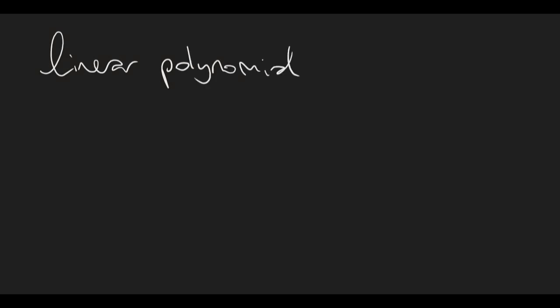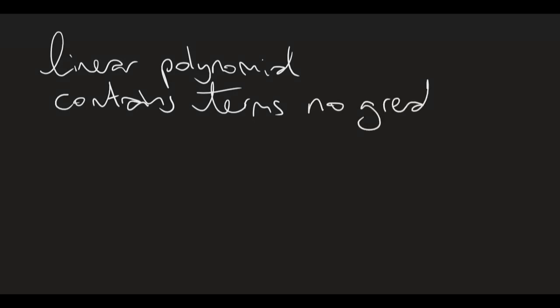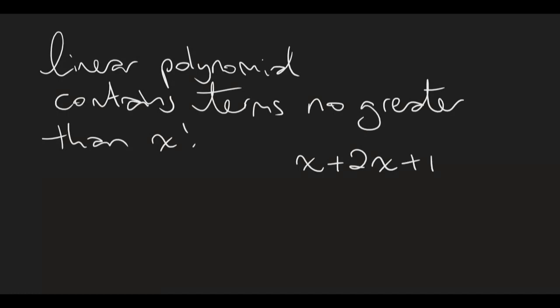So a linear polynomial contains terms no greater than x to the 1. So its highest power is x to the 1. So an example of a linear polynomial would be x plus 2x plus 1. So you've got all x to the 1 here.